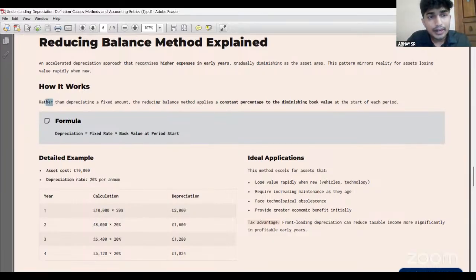So here, rather than depreciating a fixed amount, the reducing balance method applies a constant percentage, 20%, the same every year. But it applies to the diminishing book value. Notice that wording, diminishing book value. In the first year, the value was 10,000, 2,000 depreciation, and 8,000 was the next year's value. After that, on that value, 8,000, we must calculate the depreciation. That is 1,600, and if we reduce that value, 6,400. And in the third year, we must calculate that 20% on 6,400. That is how the reducing balance method works.